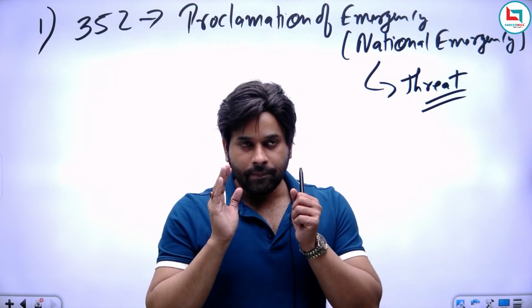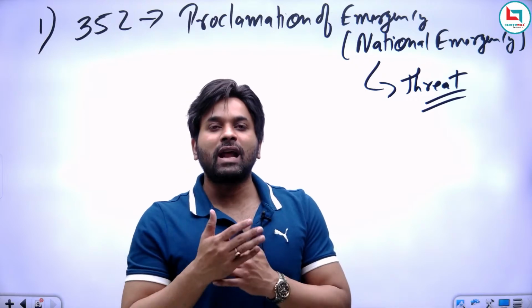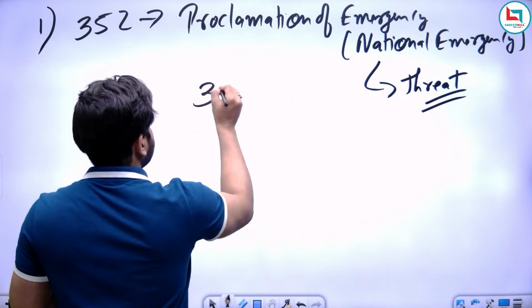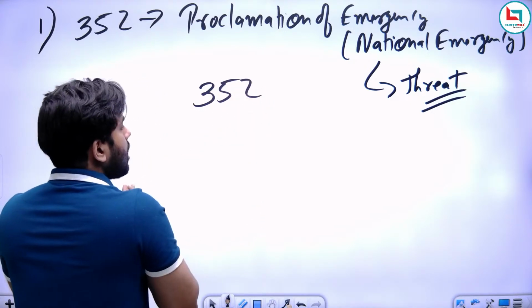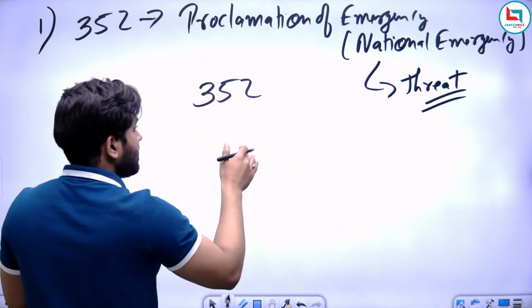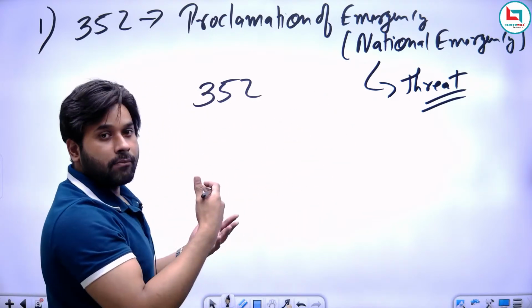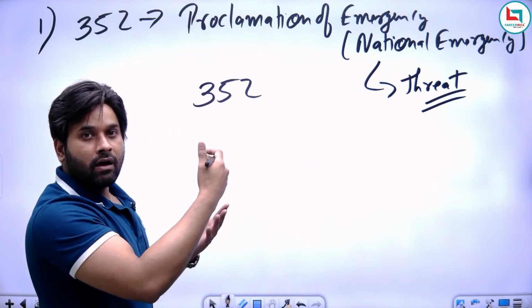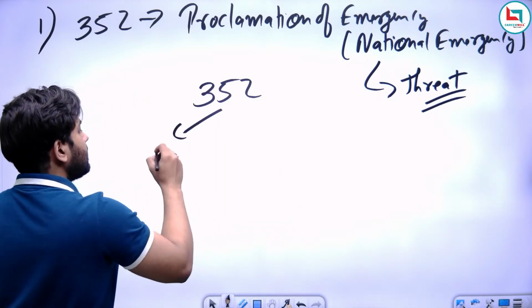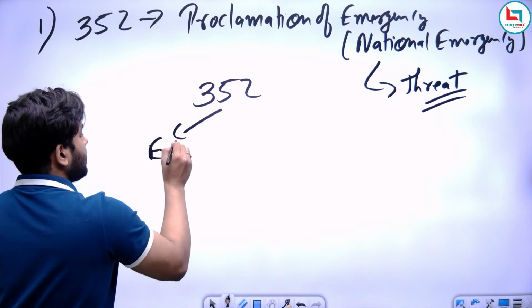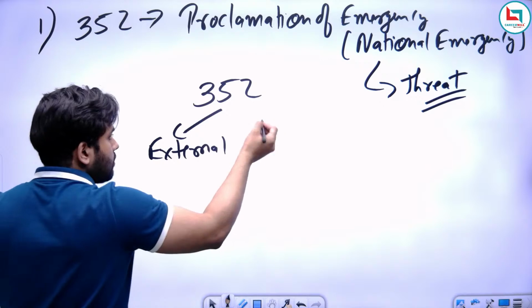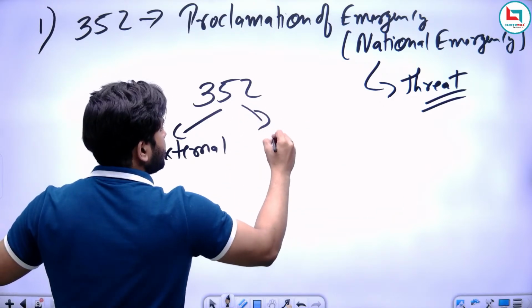Now, let me simplify further what I mean when I say threat. This is national emergency, and we all know national emergency is imposed because of threat. A threat can come from anywhere, either from within our country or from outside the country. Whenever the threat is coming from outside the country, we can call that an external threat, that is, the threat is from outside the boundaries of India. Now the same threat can emanate from within the territories of India.